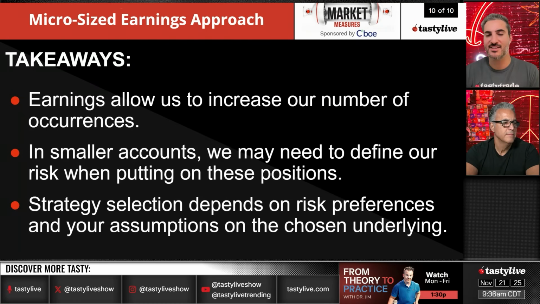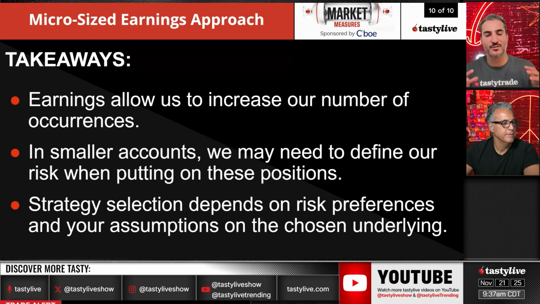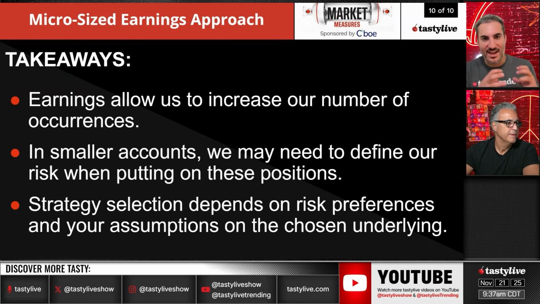Beautiful. Last slide here, a couple takeaways. Earnings allow us to increase our number of occurrences. I call them engagement trades. If your normal size for a 45-day trade is 10 contracts, I say do earnings at 2 contracts. Right. That's the sort of trade that these earnings events are. They are smaller engagement trades. You have to keep in mind they're going to be instant pain, instant gain a lot of the time, especially if you're using those shorter duration options here.